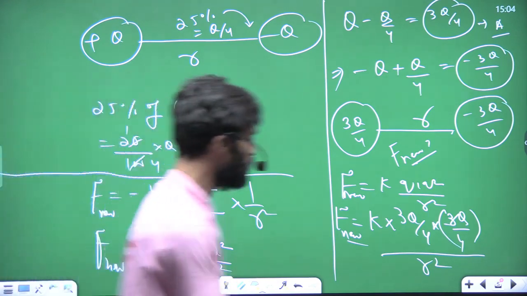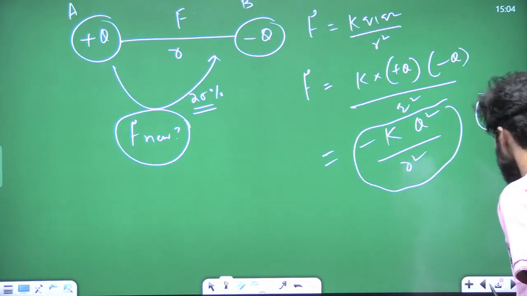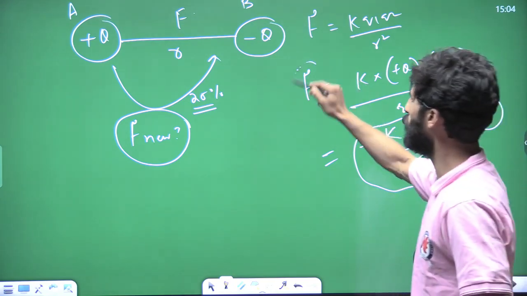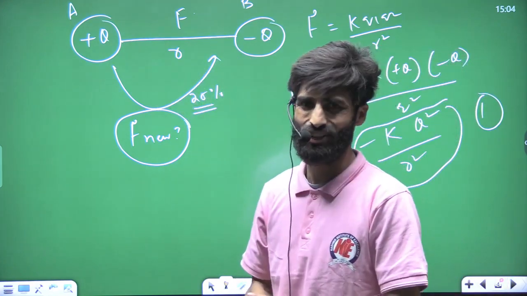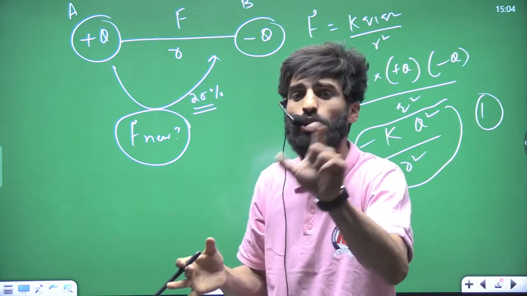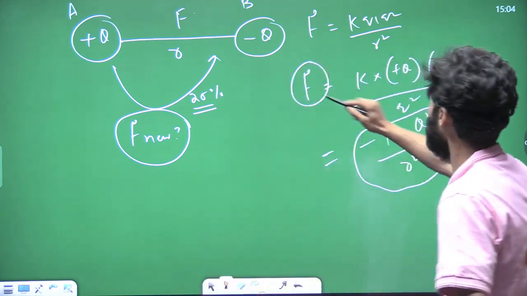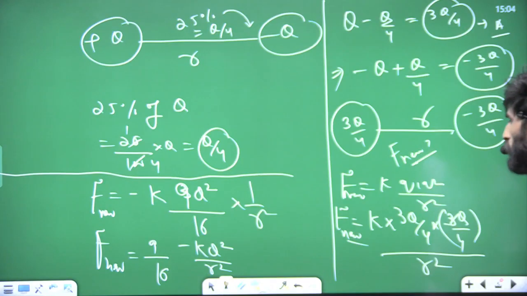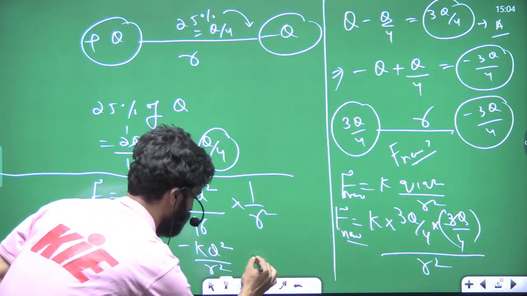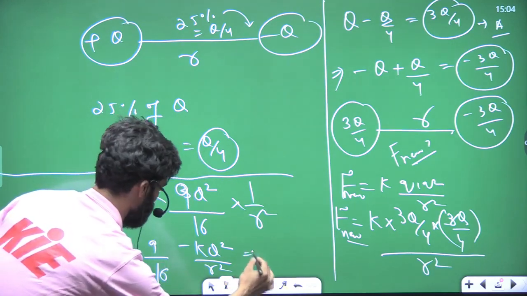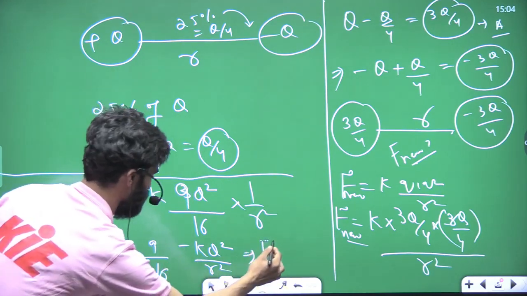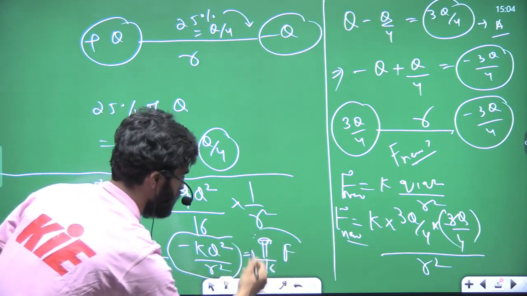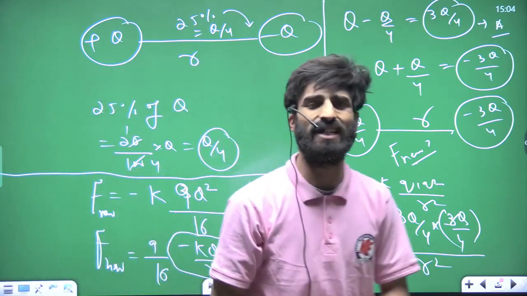As we know, my dear student, minus k q square divided by r square was your force when there was no sharing of charge. So instead of minus k q square divided by r square, can I write it is your F? So bring it, minus F times 9 by 16, and this value is going to be your F. So the new force will be 9 by 16 of F.